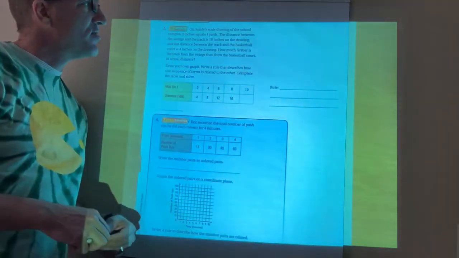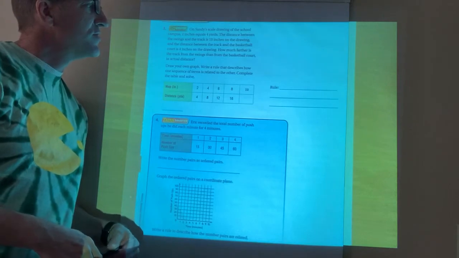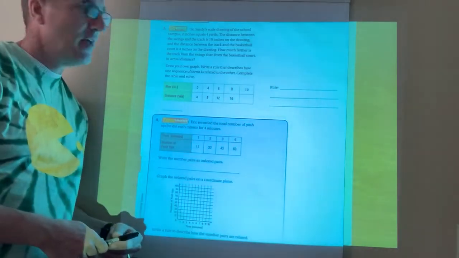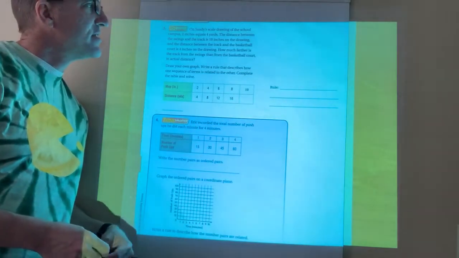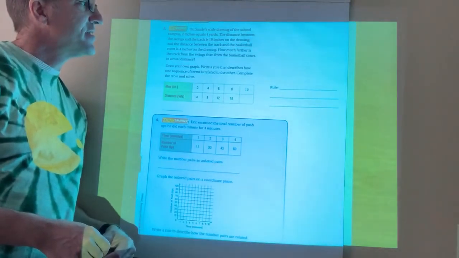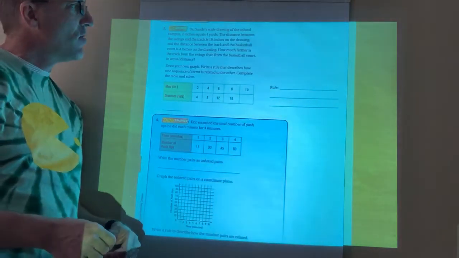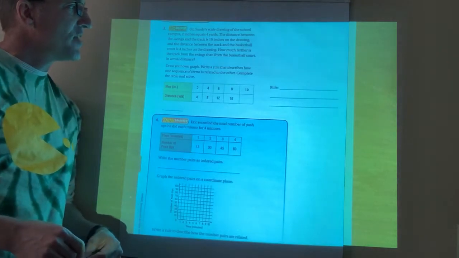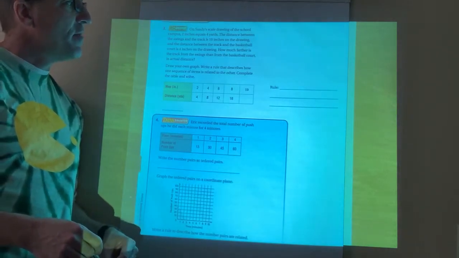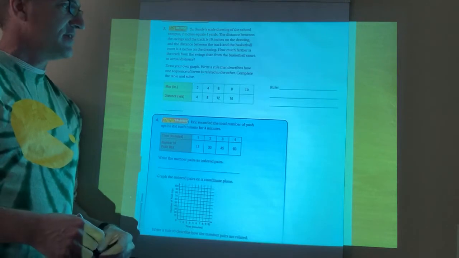But on Sandy's scale drawing of the school campus, 2 inches equals 4 yards. So there's our relationship, right? The distance between the swings and the track is 10 inches on the drawing, and the distance between the track and the basketball court is 4 inches on the drawing. How much farther is the track from the swings than from the basketball court in actual distance?